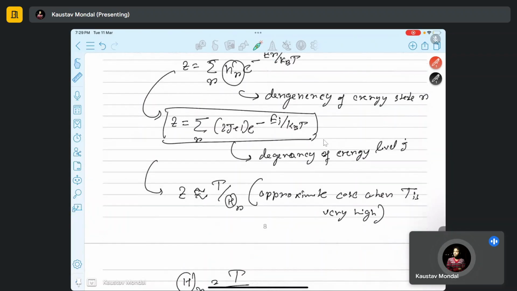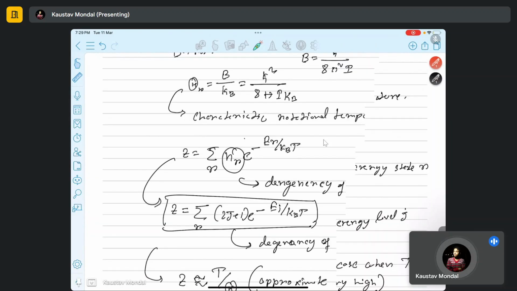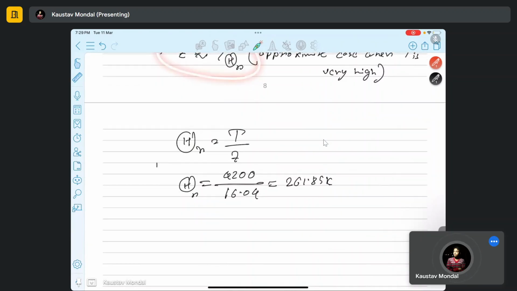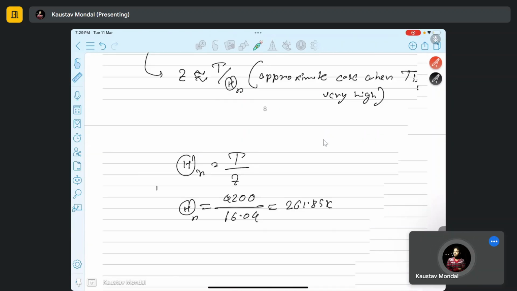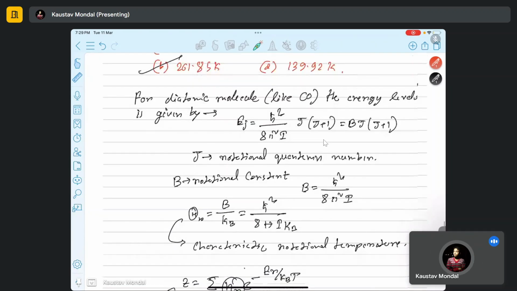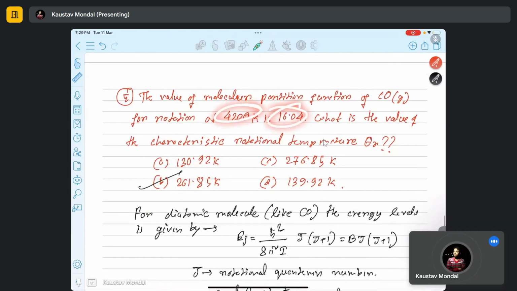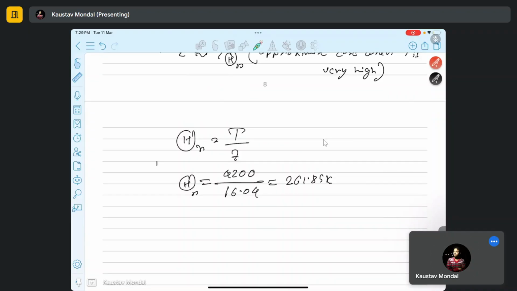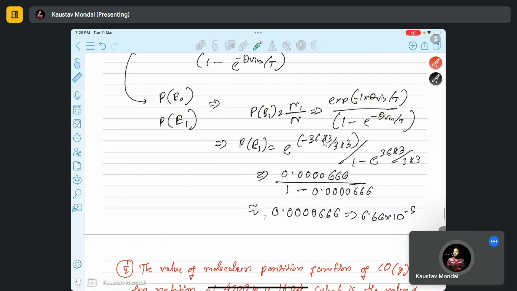Now at very high temperature, the value of this partition function can be approximated as T by theta. Theta, as we already discussed, is nothing but the characteristic rotational temperature. So this is the modified expression for the high temperature case that we will be using. All the values are given, the temperature and the partition function value at that temperature, so just substitute and we will get theta. It is 261.85. This is how we solve the fifth problem.